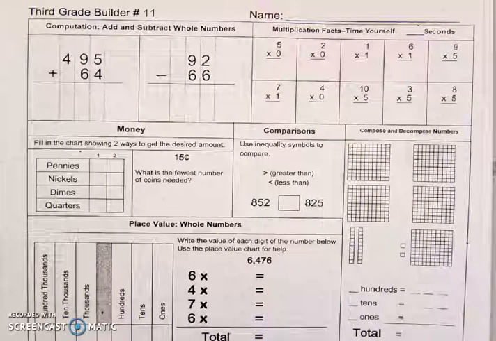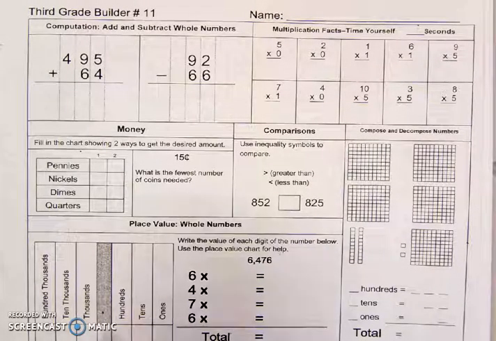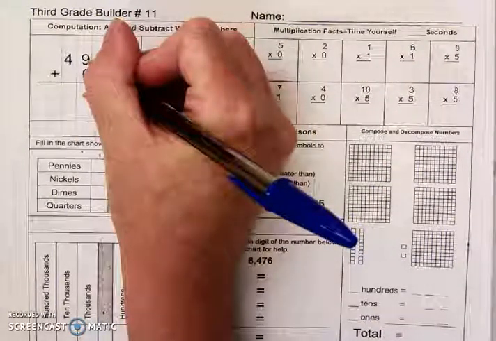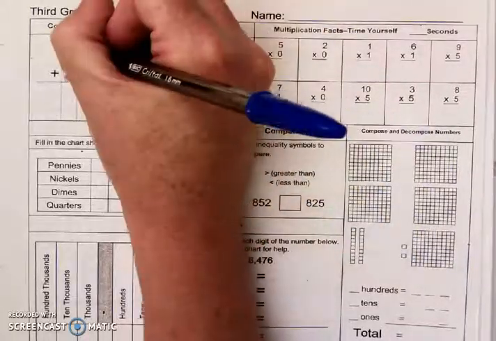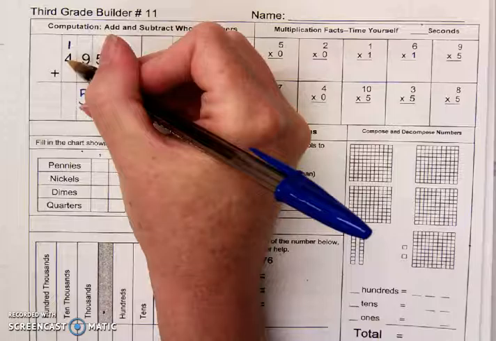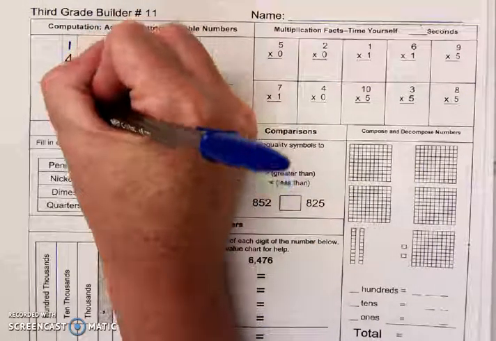Okay, builder number 11. Starting with the addition problem. 5 plus 4 equals 9. 9 plus 6 is 15. Regroup that 1. And 4 plus 1 is 5. 559.